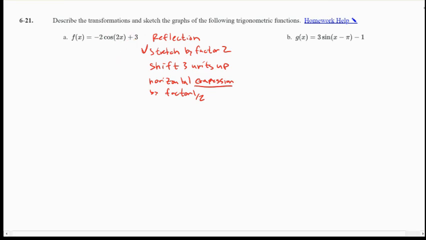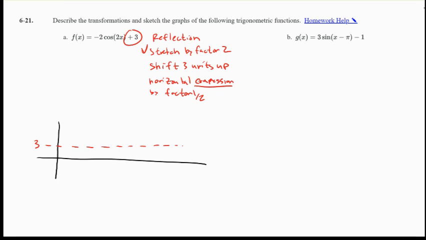The way that I would actually graph this, though, is a little bit different. The first thing is there's no h value. So what I'm going to do first is start off with finding the midline, which is at +3. And then I have my a value of 2, which is my amplitude. So I'm going to go up 2 units to 5 and down 2 units to 1. And that gives me my maximum and minimum. And then from there, we are going to start at the bottom because it is negative.